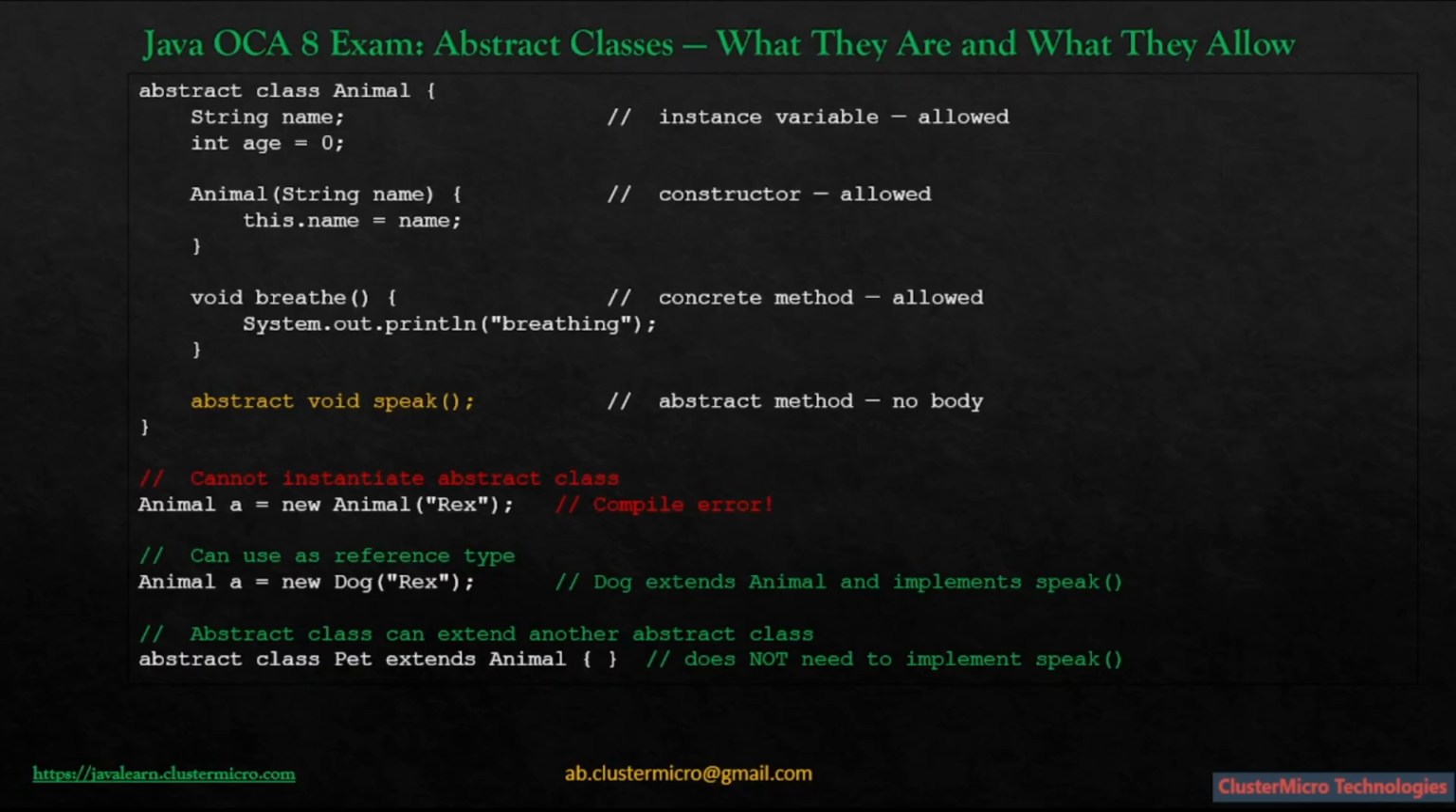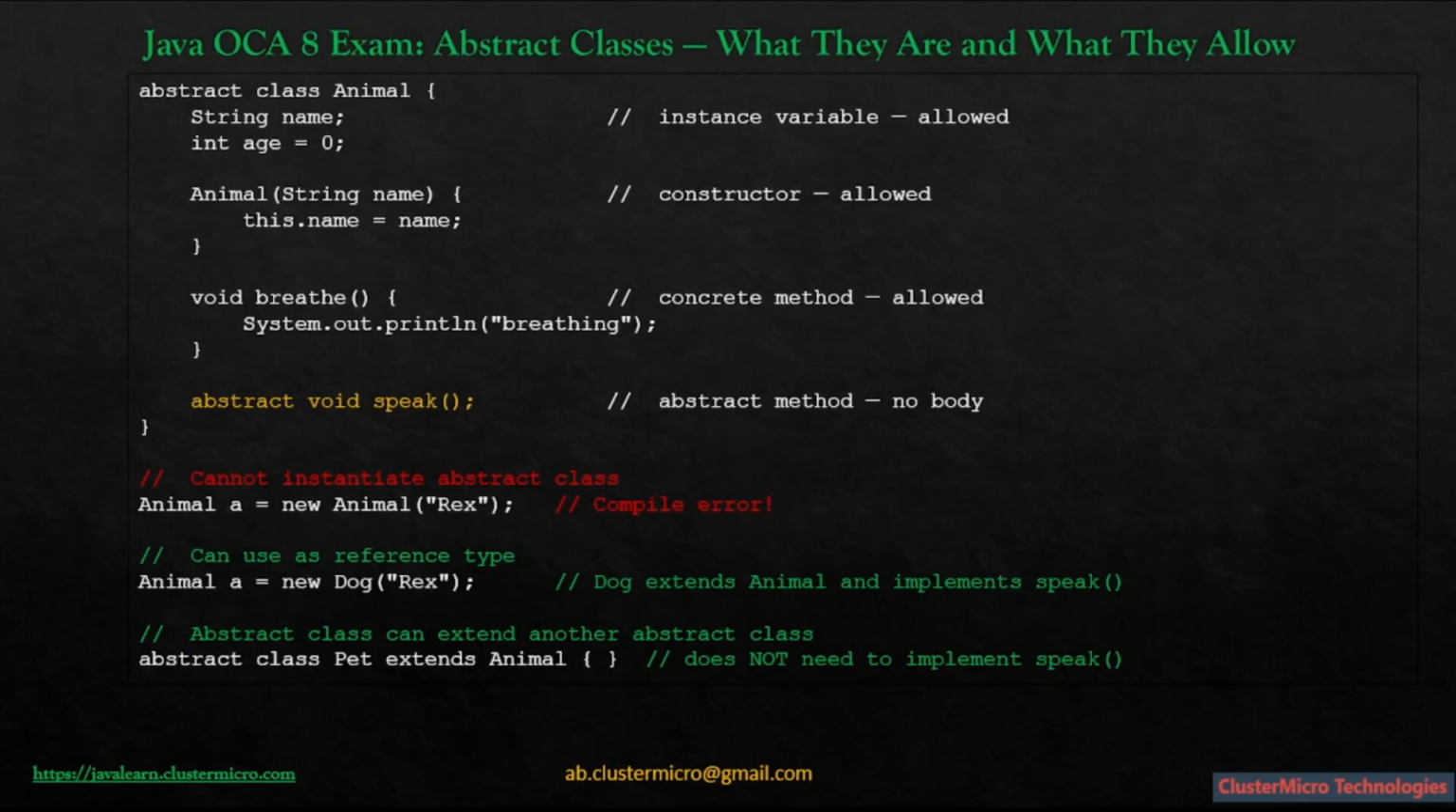Also, if you see abstract class Pet extends Animal, an abstract class can extend another abstract class without implementing its abstract methods. Pet extends Animal but does not provide a body for speak. That is fine because Pet is also abstract, so it passes the obligation down the chain. The first concrete, non-abstract class in the hierarchy is the one that must implement speak.